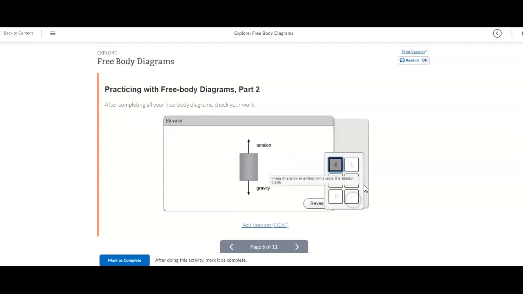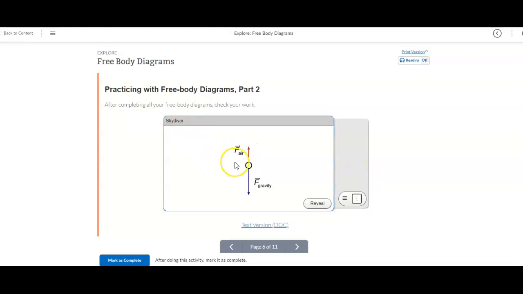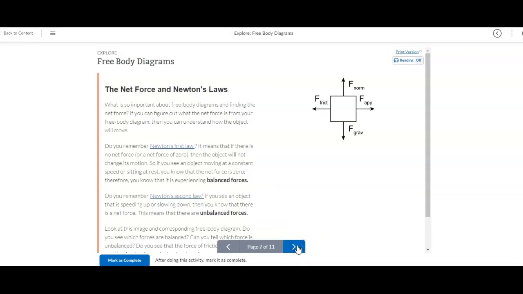All right, so now we're looking at the skydiver, and you've got air resistance and gravity. So he's traveling downward, right? So that's why this arrow is longer. And gravity is pulling him down, so that's why this arrow is longer. He's going downward. And then the air resistance is what's causing him to go slowly and not be dropping. So you could take a look at each of those and make sure you had a good understanding of how those would be drawn out.